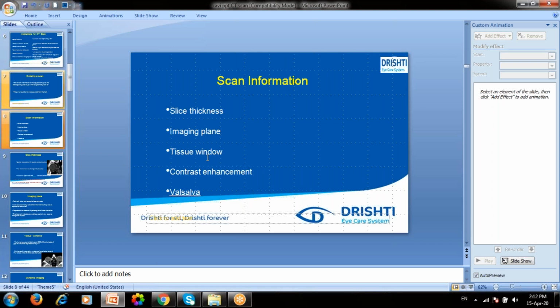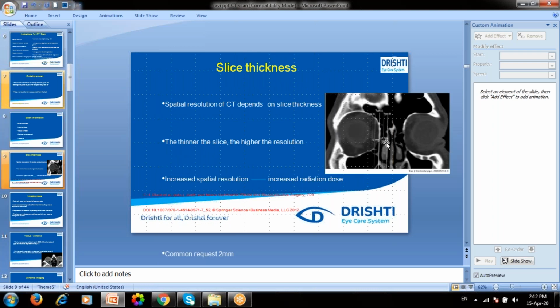Coming to slice thickness, what is slice thickness? If we see the picture here, you see the lines, right? There will be thousands of scan rays, X-rays, passing through the orbit. The distance between these two lines tells us about the slice thickness. This is called a slice, and the difference between these two lines is called the slice thickness. So how much thickness do you want?